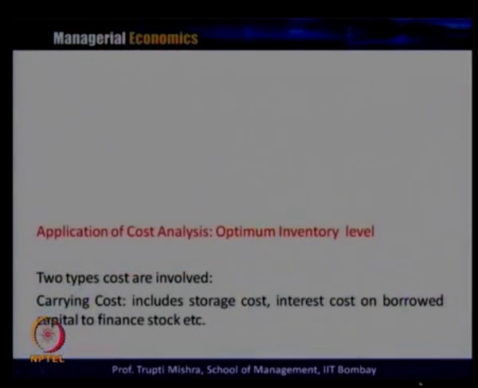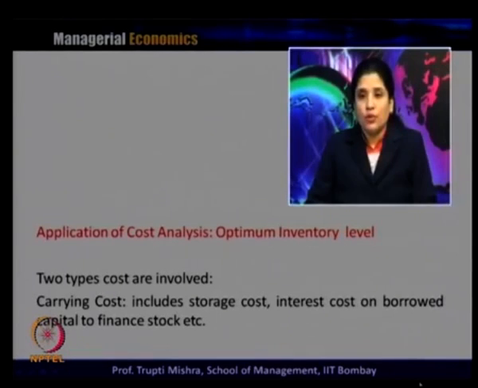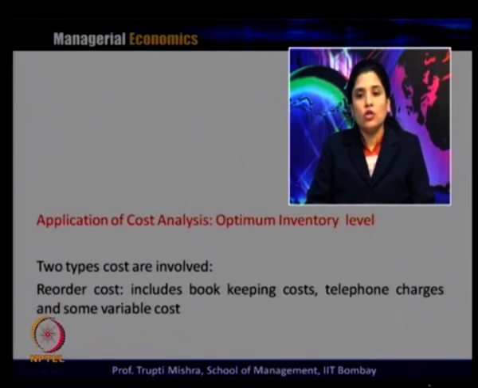So, let us look at how to find the optimum inventory level. There are two types of cost involved here. One is carrying cost, which generally includes the storage cost, interest cost on borrowed capital to finance stock, etc. The second type is reorder cost, which includes bookkeeping cost, telephone charges and some variable cost. So, two kinds of costs are involved when finding the optimum inventory level: the carrying cost and the reorder cost.